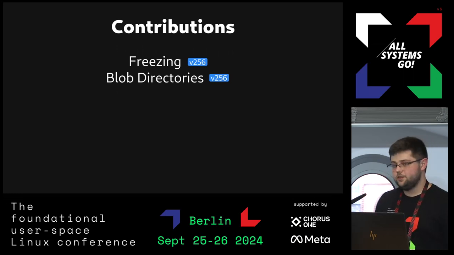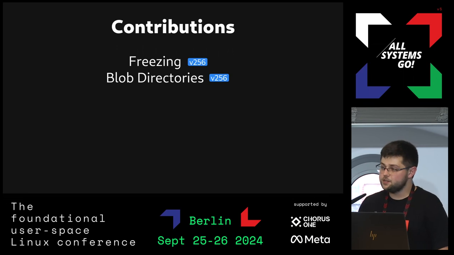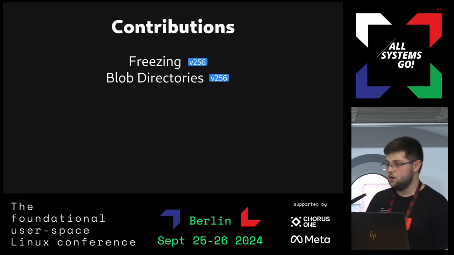Blob directories. I mentioned earlier that HomeD's configuration is in a JSON file. JSON does not store binary data very well. So we had to come up with a way to store binary data, because things like your profile picture or potentially even your wallpaper, because we want the wallpaper to show up on the lock screen. These things are image files, they're binary files, so they're potentially very large. So we need to figure out how to do that. And blob directories were the answer.